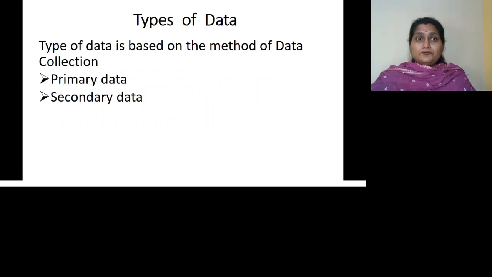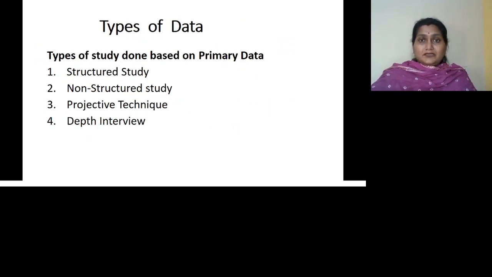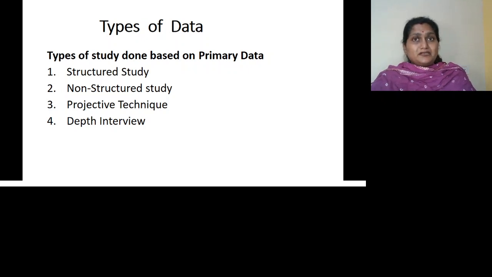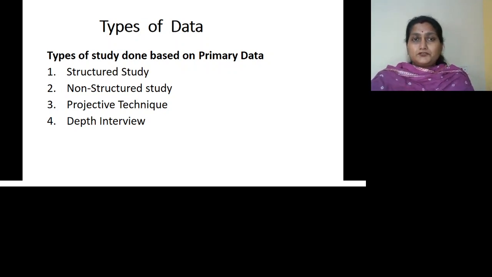Next we are going to go to the primary data. As we already spoke about what is primary data, we will now go to the types of study done based on primary data. The types of studies done on primary data basically would be: 1, structured study, 2, non-structured study, 3, projective techniques, and 4, depth interviews.